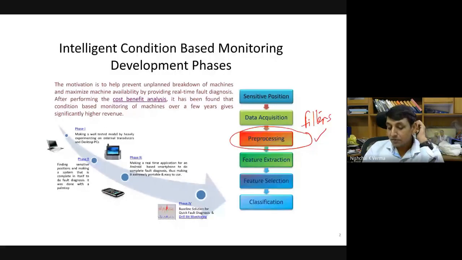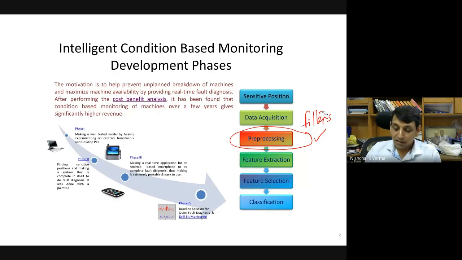If we want to go into the detail, we have the complete literature available. If you are interested, you go to my website and you will find all related literature available there. And if that is not available, then the link may be provided. You can directly go to IEEE Transactions, download those, and move forward.